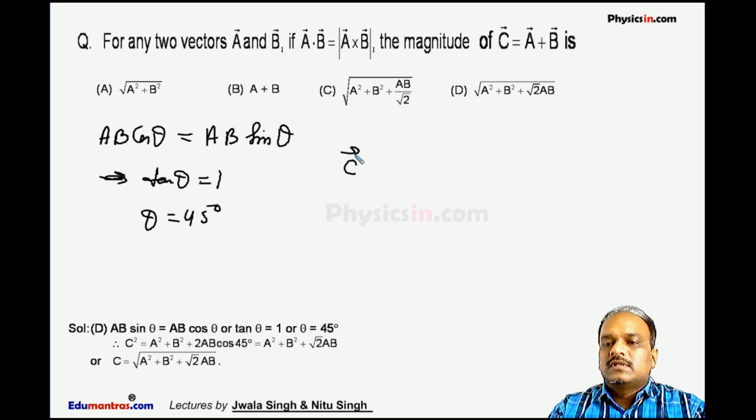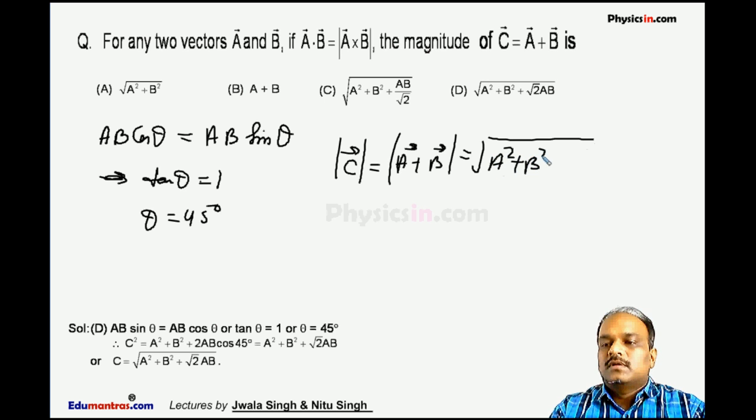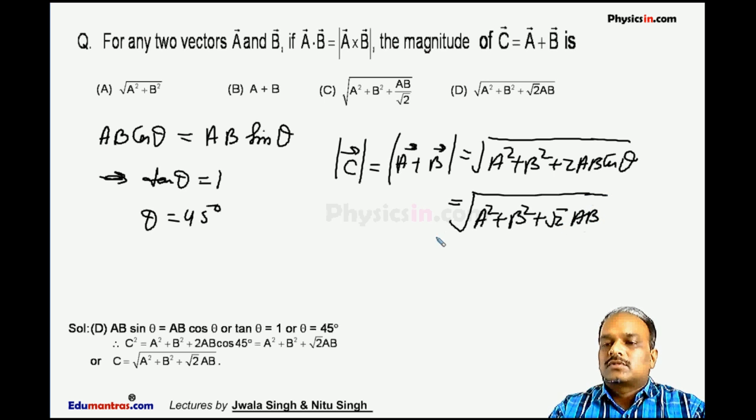Now C is equal to A plus B. So mod of C is mod of A plus B, which is equal to root over A square plus B square plus twice AB cos theta. Now theta is 45 degrees, so cos 45 is 1 by root 2, so it comes out to be root over A square plus B square plus root 2 AB. That's all. This is the answer.